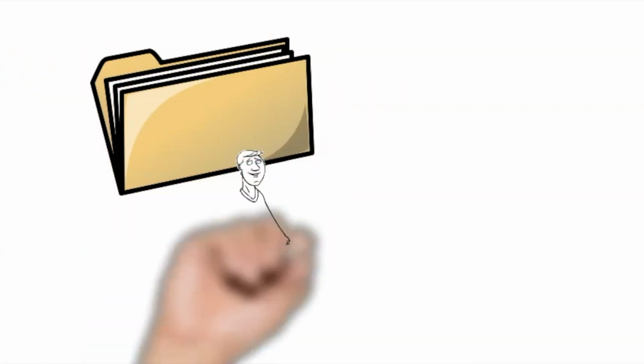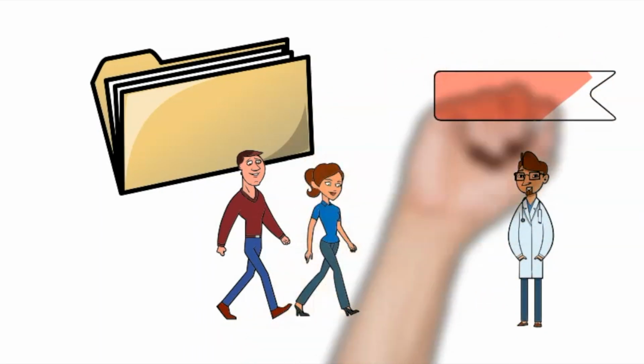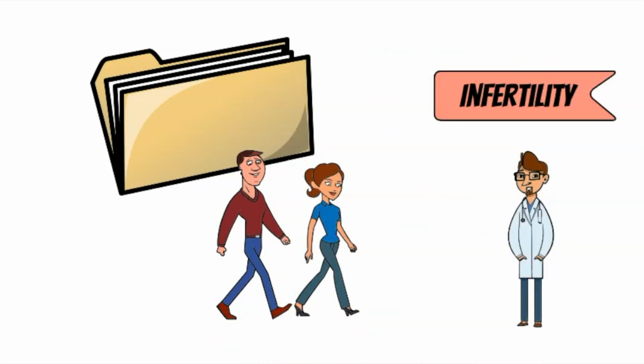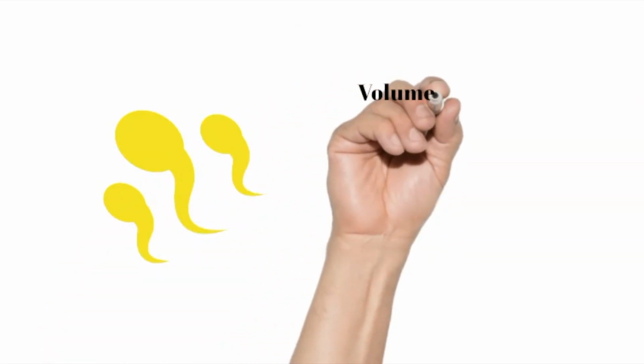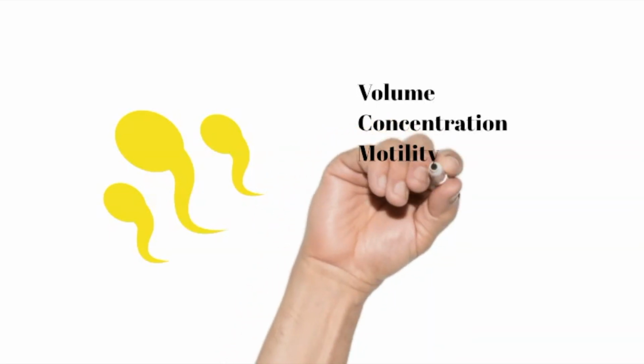It is always a good idea to take a thorough history from both partners. Therefore, it's recommended that the male partner attends the infertility clinic as well. Investigations can be divided into male parts, which include semen analysis, during which the volume, concentration, motility, morphology, in addition to other factors, are assessed.